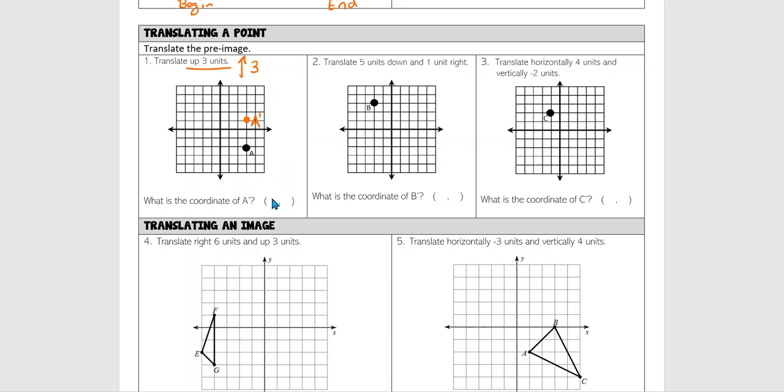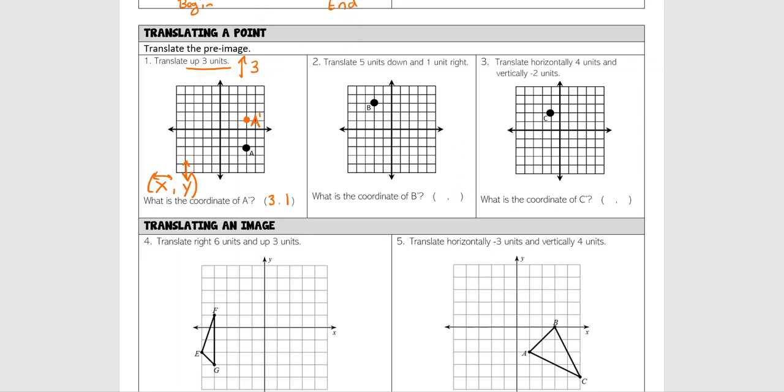Now they ask for my coordinates. So remember, when we do coordinates, it's always X comma Y. X is our side to side, and Y is our up and down coordinate. So starting at the origin, we go 3 to the right. Since it's right, it's positive. And then we go up 1, so that's positive 1. So the coordinate of A prime is 3, 1.